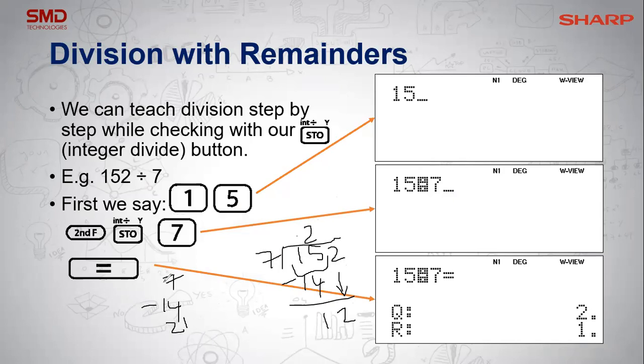So now I've got 12. 7 goes into 12. Well, 14 is too big, so it's only once. 1 times 7 is 7. I subtract, and that gives me 5. So my remainder is 5. Okay. Now that's great if you have a basic one like I've given here.